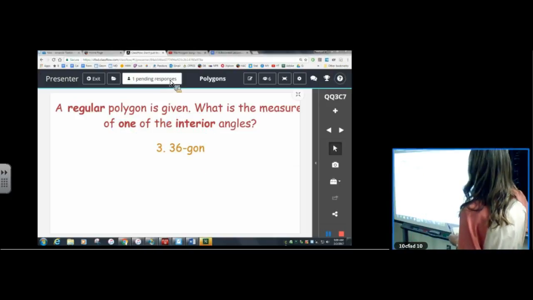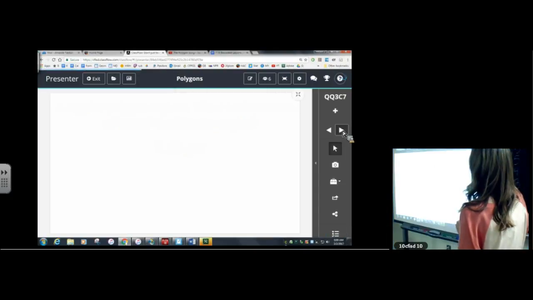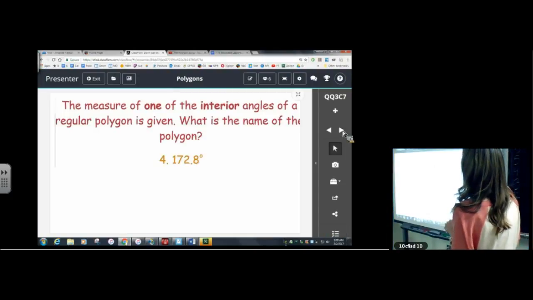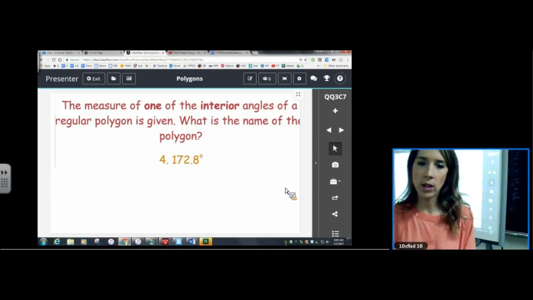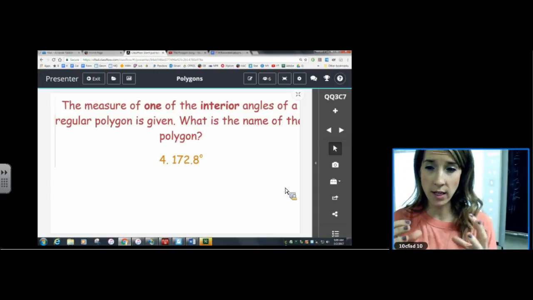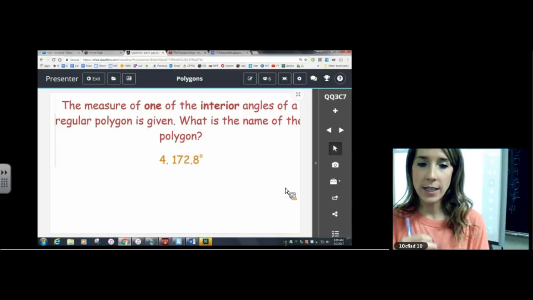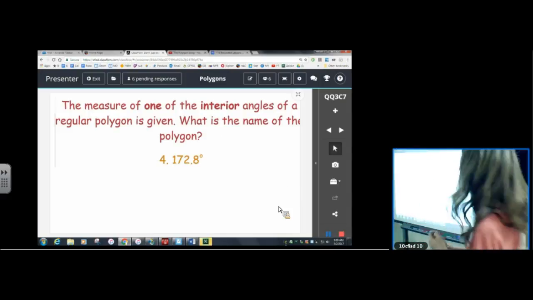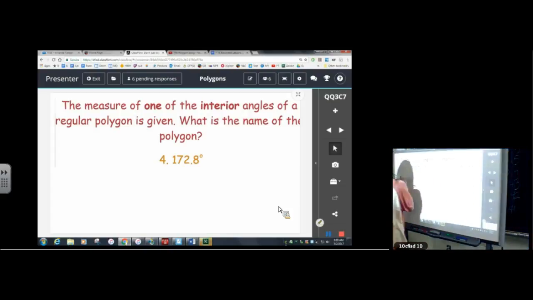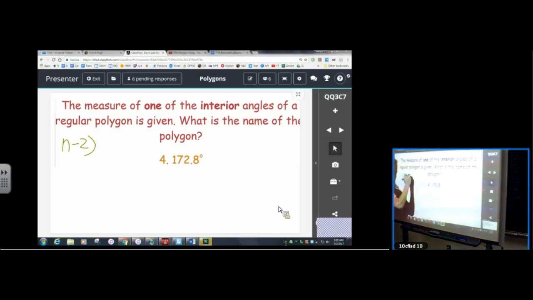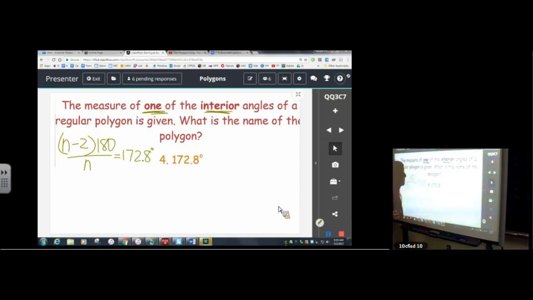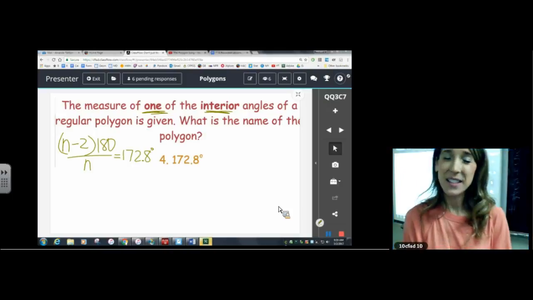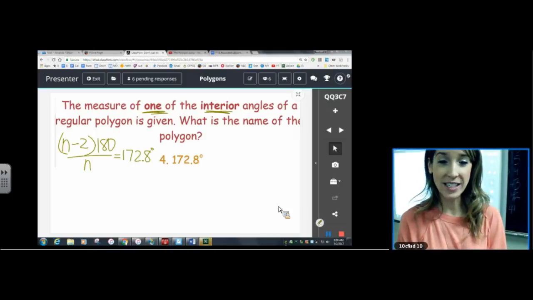Let's try a couple more. The measure of one interior angle of a regular polygon is given. I'm giving you the one interior angle. It's regular. What is the name of the polygon? Here's the long way to do this. Some of you are really good at algebra, so you might like this way better. You take the formula for one interior angle, set it equal to the angle you're given, and solve for n. It's kind of hard to solve for n, and there are multiple algebra steps.